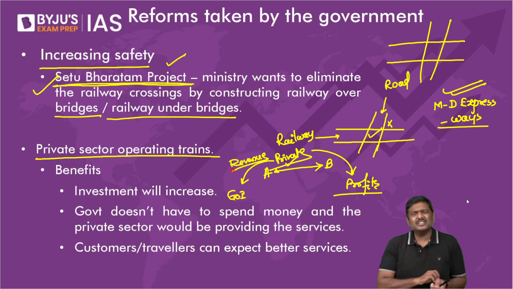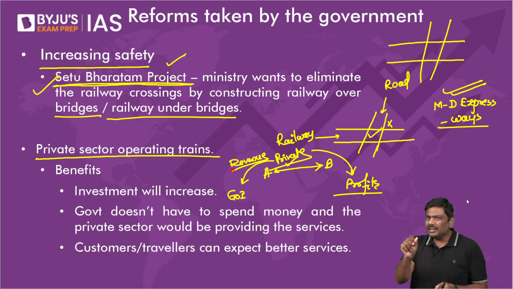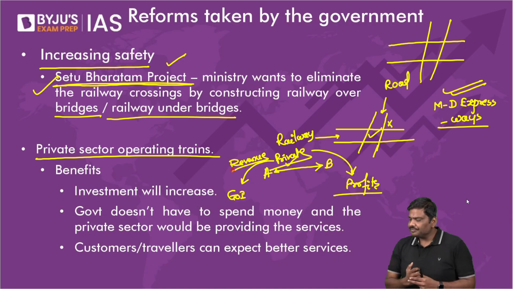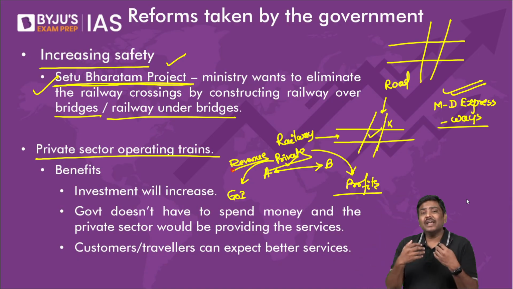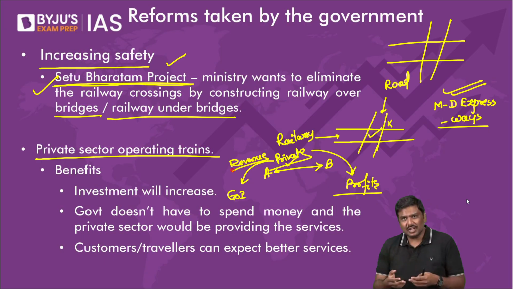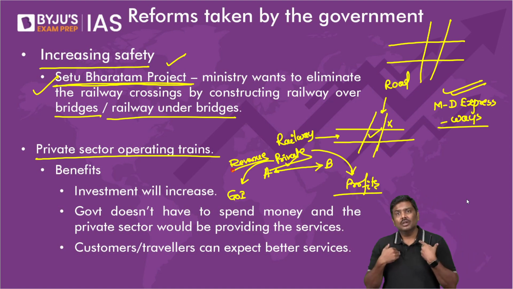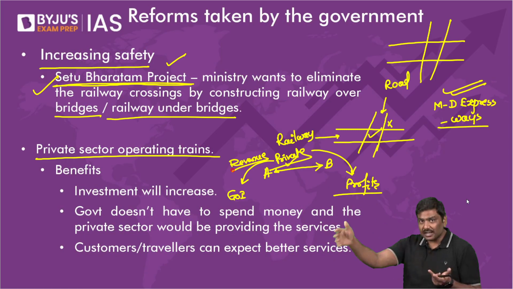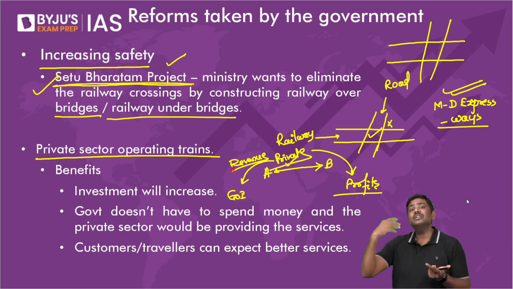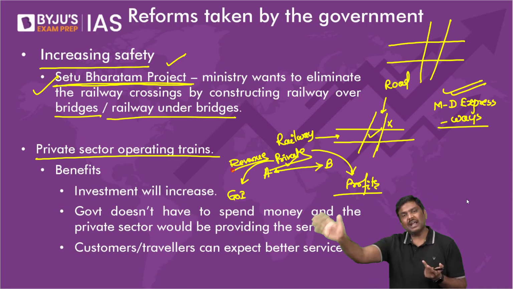The benefit is very simple. Don't you think if the private sector starts operating, the quality of services will start improving? Yes or no? Quality of services, on-time arrival, on-time departure, cleanliness in the coaches, etc. Quality of services will also improve. So we are also getting benefit. Government is getting benefit. Private sector is also getting benefit. So it's a win-win-win. Win for me, win for the government, win for the private sector.